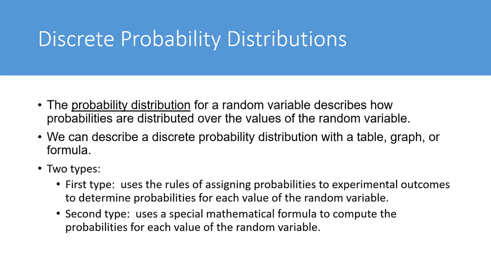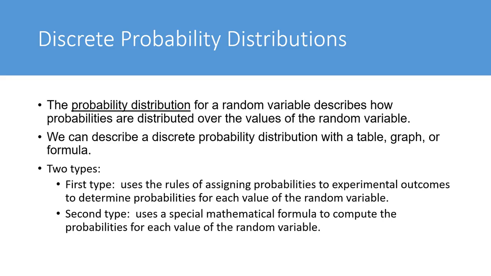A probability distribution for a random variable is going to describe how the probabilities are going to be distributed over all of the values of that random variable. And so you can have this depicted in terms of a distribution function, a table, or a graph.